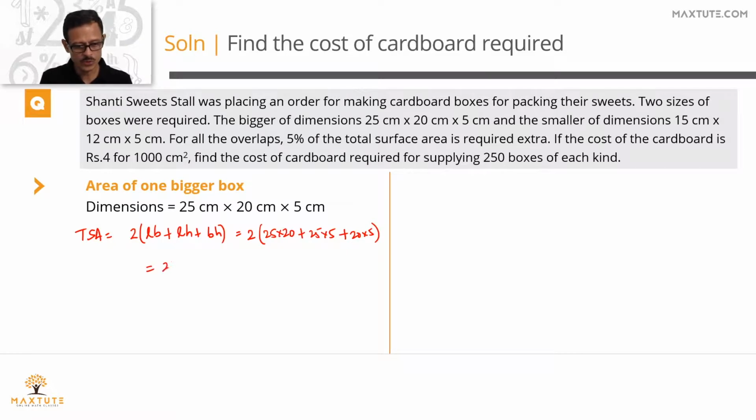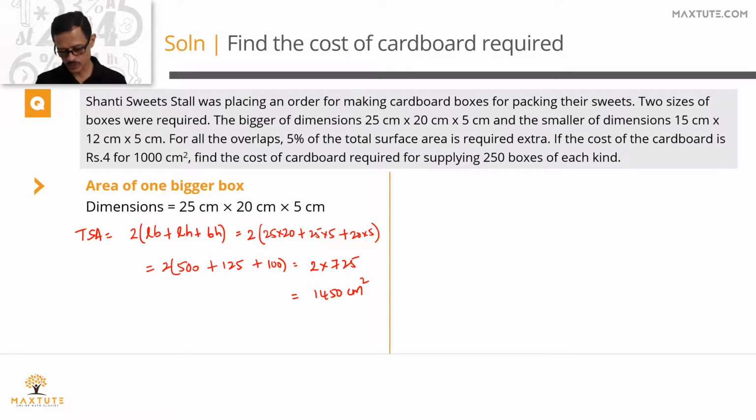Complete this calculation. 2 times of 25 into 20 is 500, 25 into 5 is 125, 20 into 5 is 100. So this is equal to 2 times of 500 plus 125, 625 plus 100, 725. 2 times 725, this is equal to 1450 centimeter square. So total surface area of one big box is this.